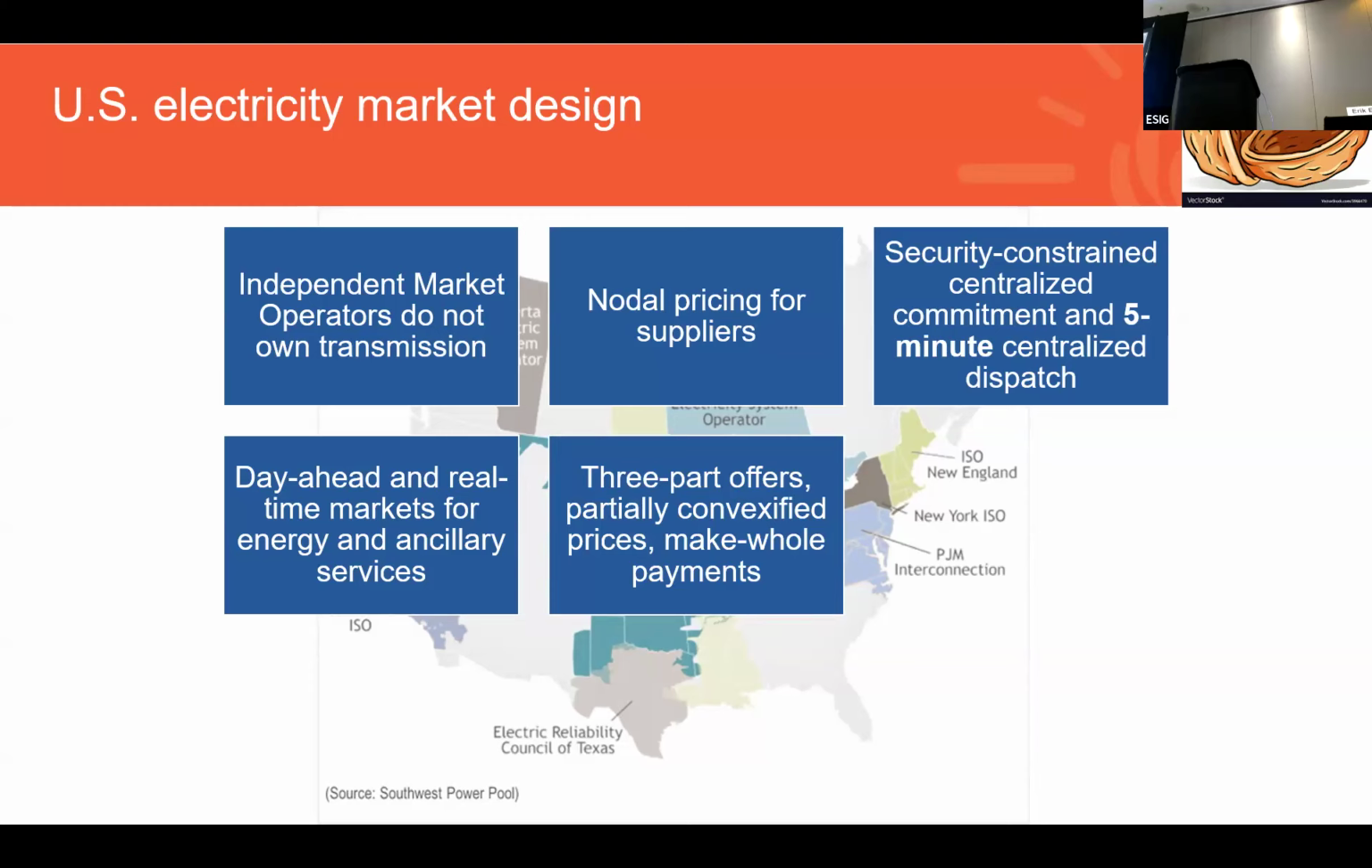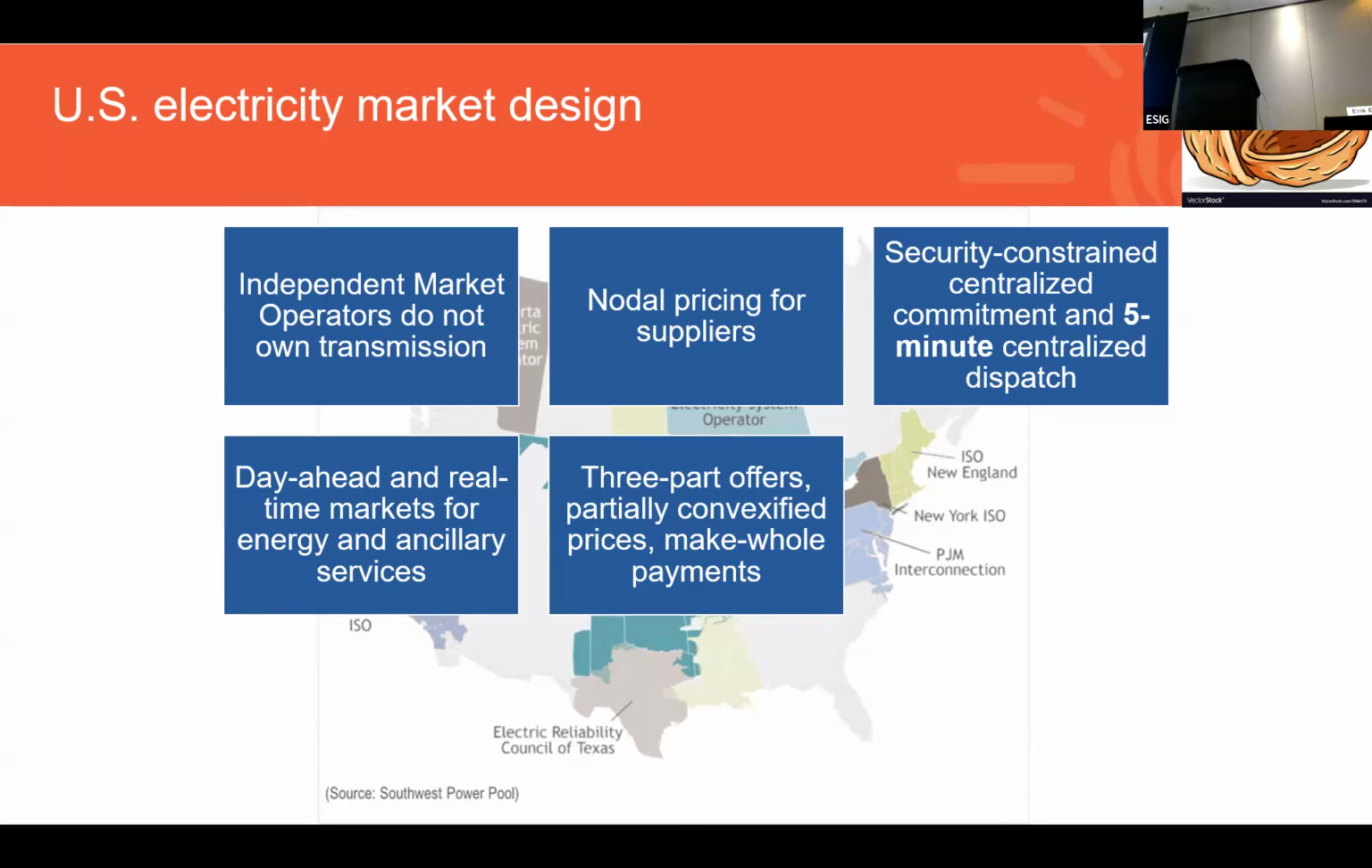Maybe a term that I made up, and Yonghong can correct me on a better terminology, but all the ISOs use 3-part offers, which includes energy, incremental energy, startup costs, and no load or minimum generation costs, and what I call partially convexified prices. So they incorporate those 3 costs into their price in different ways, very different ways, depending on the region. But they all have some version of incorporating those costs, as well as incorporating prices for resources that might be constrained that couldn't otherwise set the price.